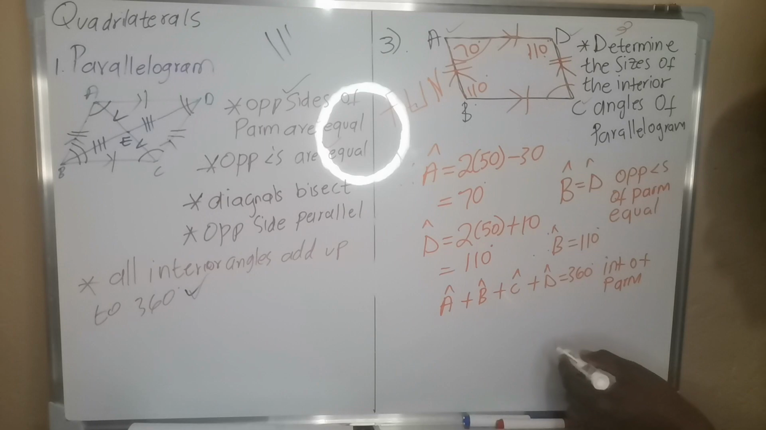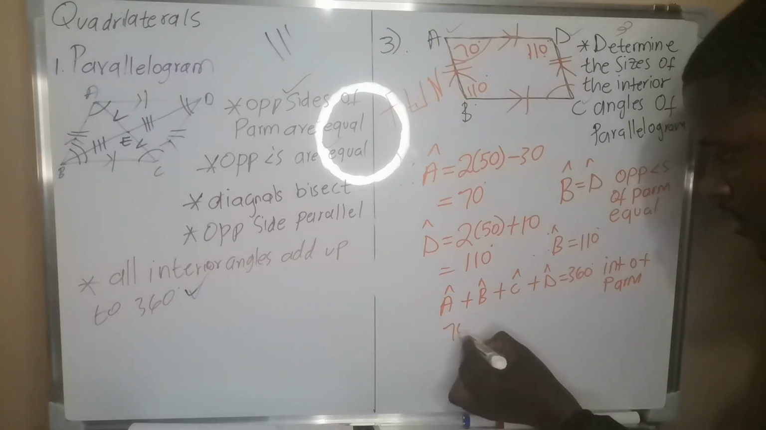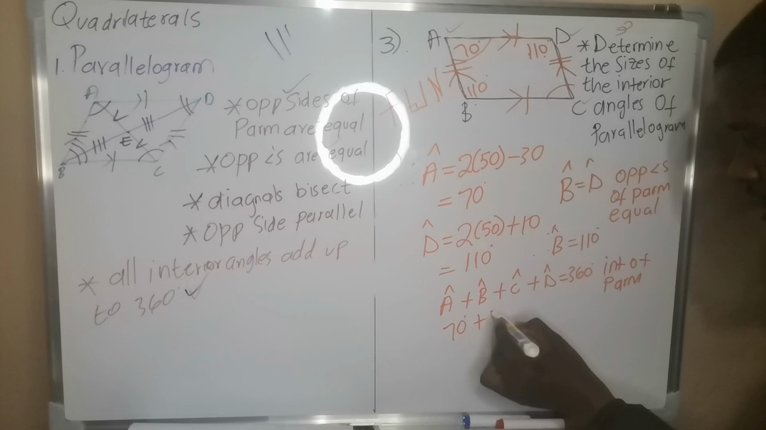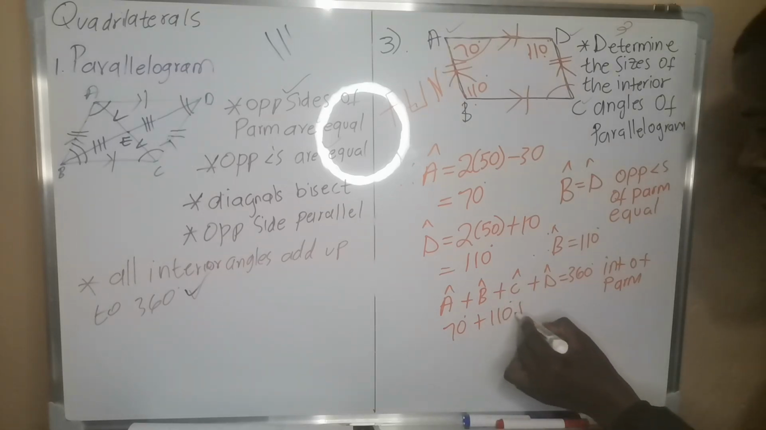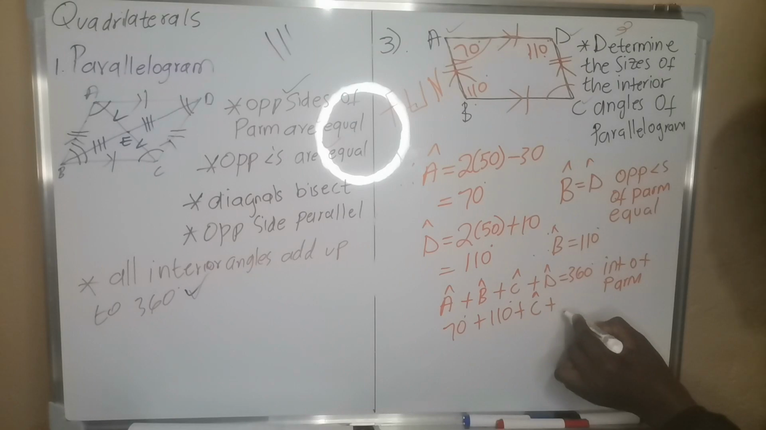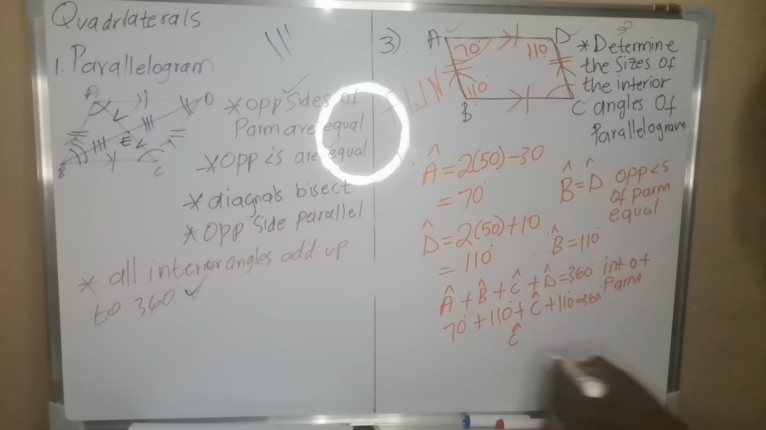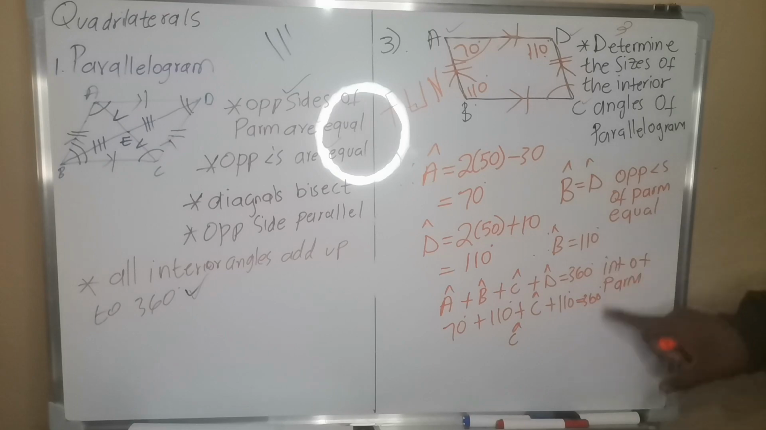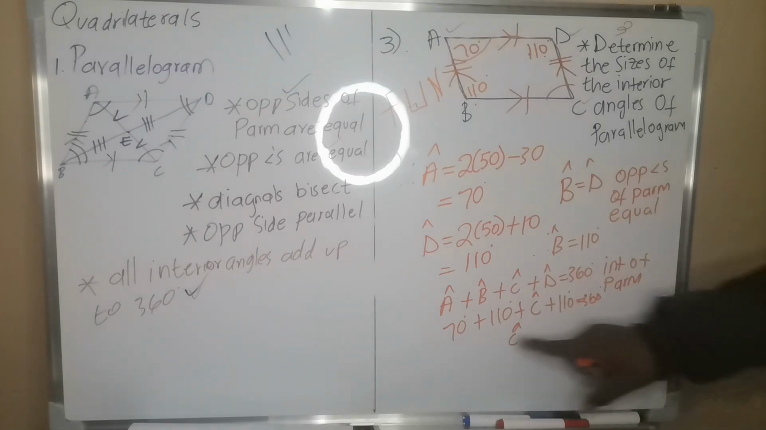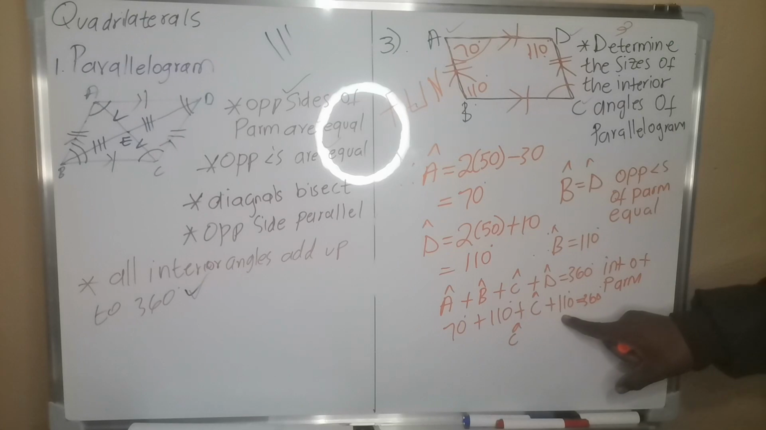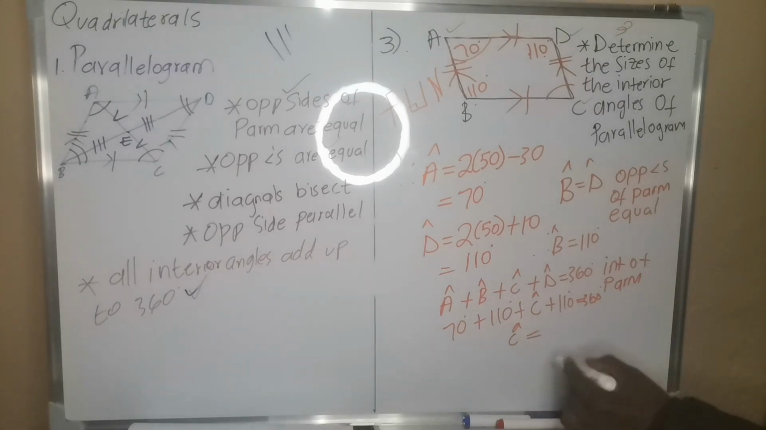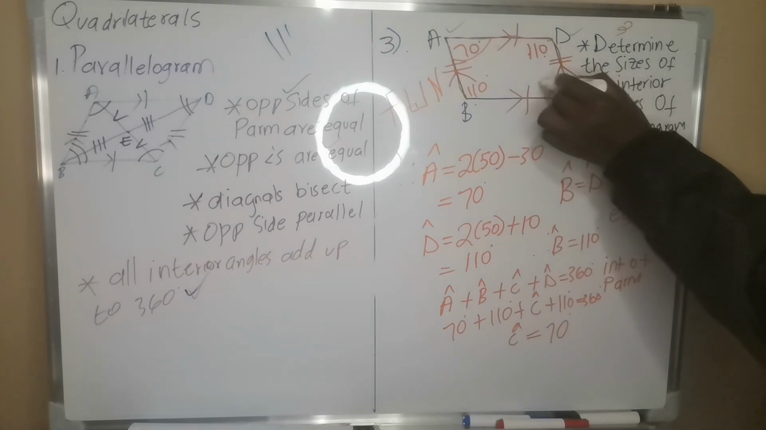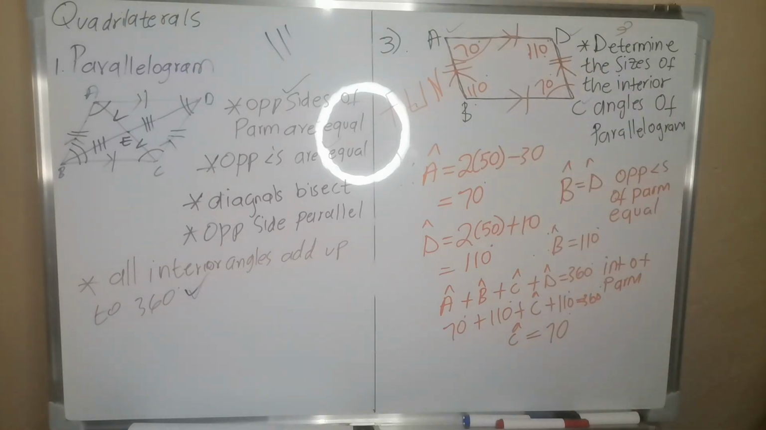It will depend on what you write and get. What is the value of angle A? 70. What's the value of angle B? 110. C, unknown. D, 110, now equal to 360. Then I'm going to transpose each and every constant to the right. 70 to the right, 110 to the right, 110 to the right. Then I say 360 minus 70 minus 110 minus 110 equal to 70. Therefore angle C equal to 70. I'm done.